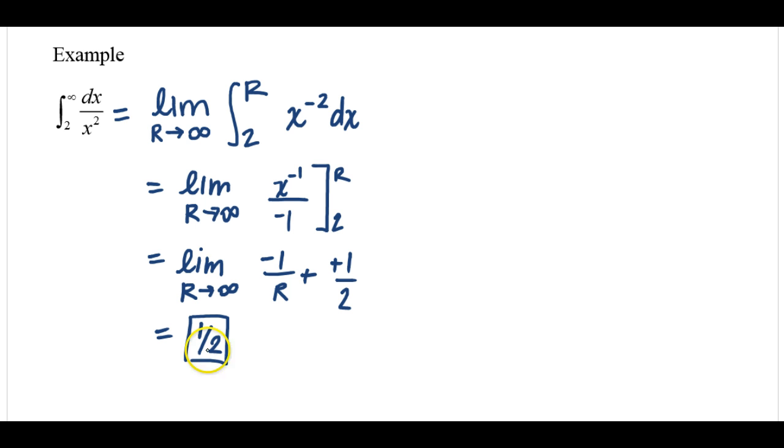So since this exists, this improper integral from 2 to infinity equals 1/2. Since this is a finite number, we would say that this improper integral converges, and it converges to 1/2.